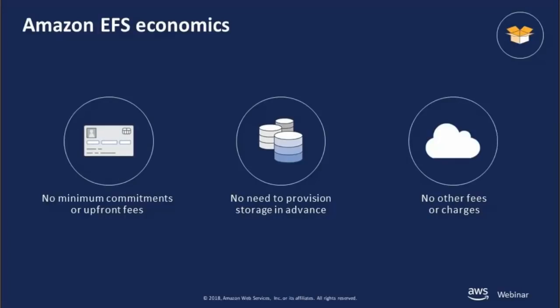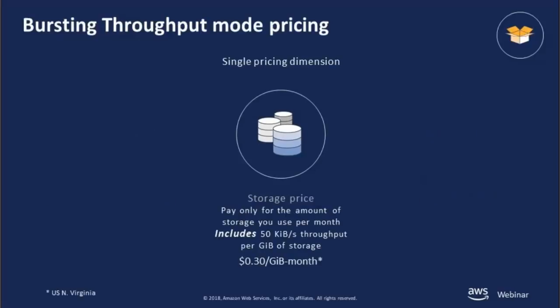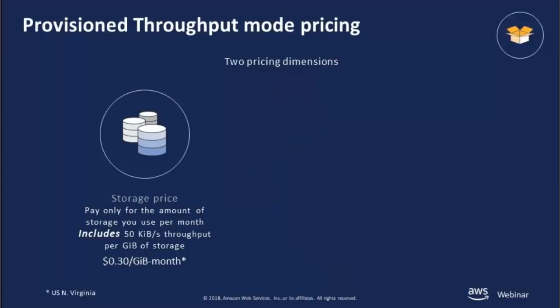And then when we talk about provisioned throughput mode, we'll talk about the billing dimensions of that file system as well. With bursting throughput mode, there's a single pricing dimension. So you only pay for the amount of data you store in the file system. But what's included with the storage cost is it also includes 50 kilobytes per second throughput per gigabyte of data stored. And that equates to 50 megabytes per second per terabyte of data stored. So that's included in the storage price of the file system. And this is the only pricing dimension for file systems running in bursting throughput mode.